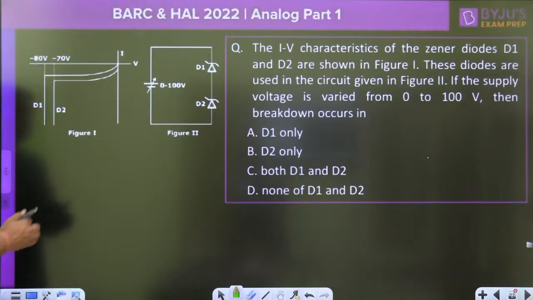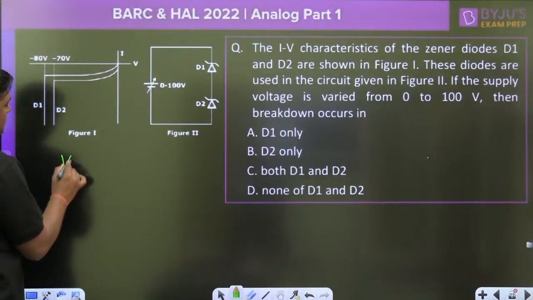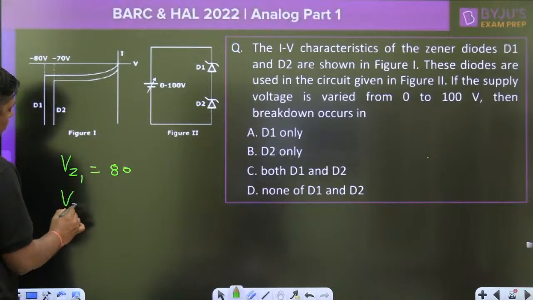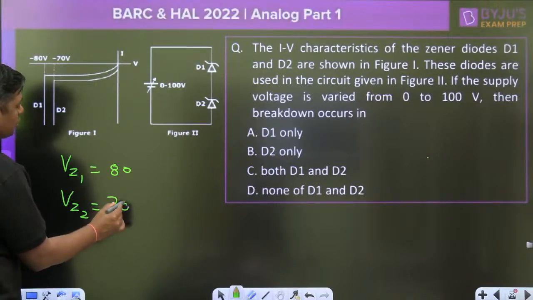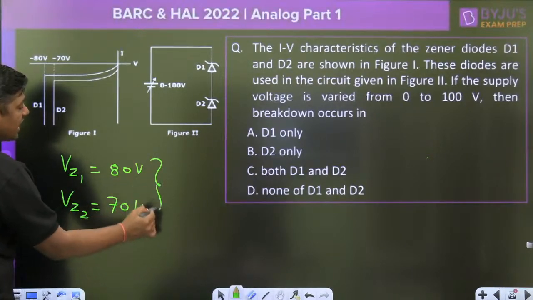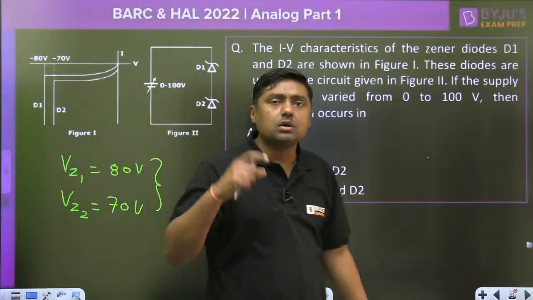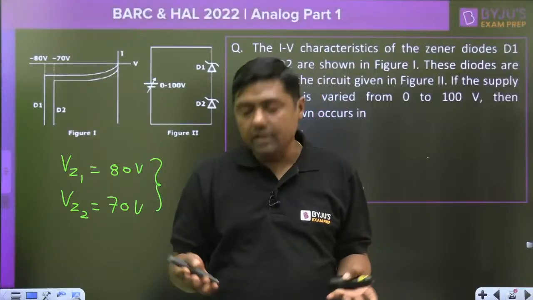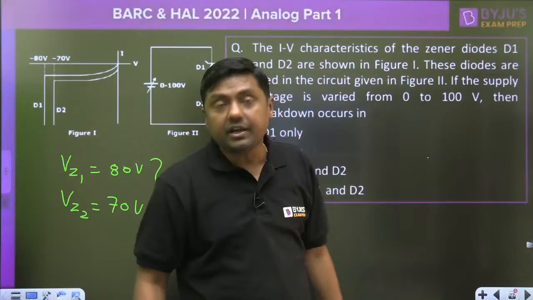Normally we say that because it is in reverse direction, VZ1 is equal to 80 volt, VZ2 is equal to 70 volt. Here we are not using the sign. Why? Because the Zener diode is working in reverse direction, so there is no need to mention the sign again and again.